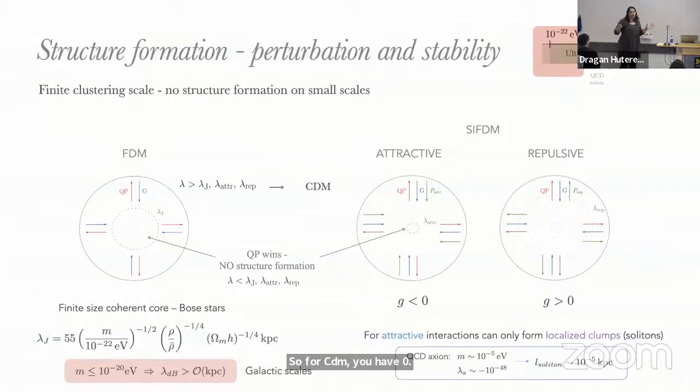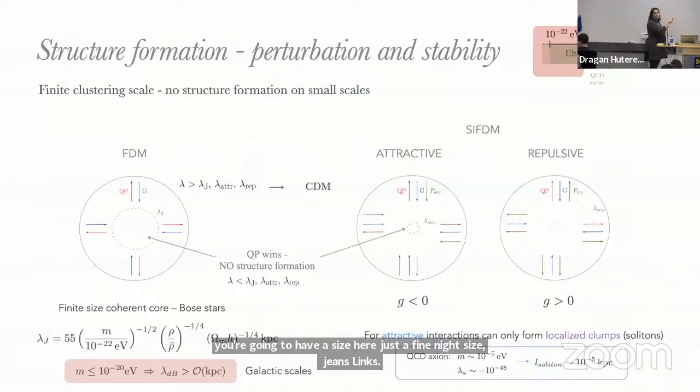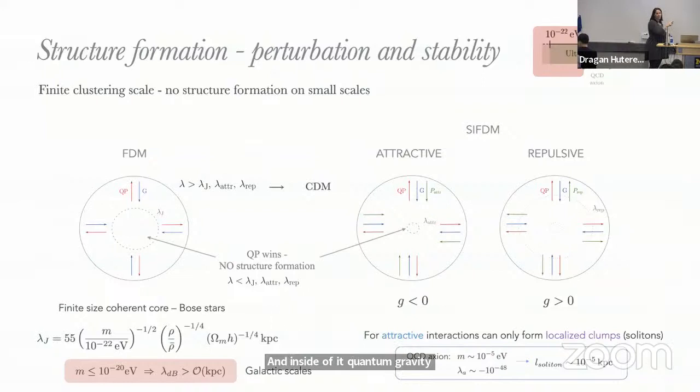Because then everything outside the Jeans length is going to grow. For this case that you're going to oppose gravity, you're going to have a size here, a finite size, the Jeans length. And inside of it, quantum gravity wins. So you don't have formation of structure. And outside this Jeans length, gravity wins. And then you have clustering normally as CDM.